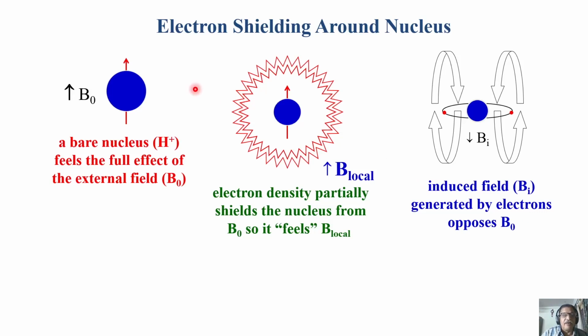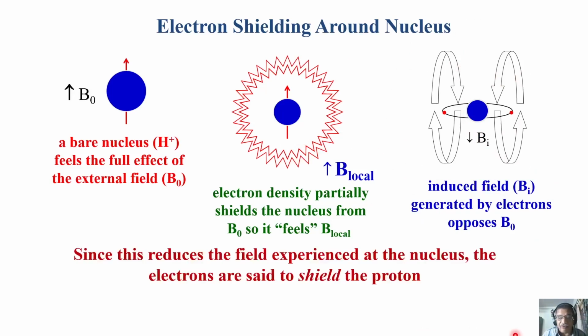Please understand the point. A bare nucleus sees the complete effect of the external magnetic field. If you have electrons moving around this nucleus, they shield the nucleus, and the nuclear spins also see the local field. This local field is coming because of the electrons, which induce a small field, the induced field Bi. It opposes the main magnetic field B naught. So what is going to happen? Since this induced field opposes the main magnetic field, the electrons are said to shield the nucleus. Okay, it is a sort of a shield, so the nucleus cannot directly see the main field. Something is coming in between it, something is shielding.